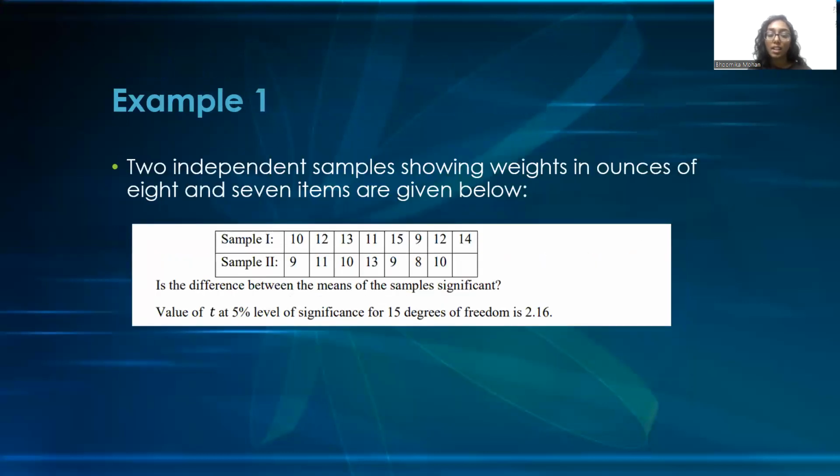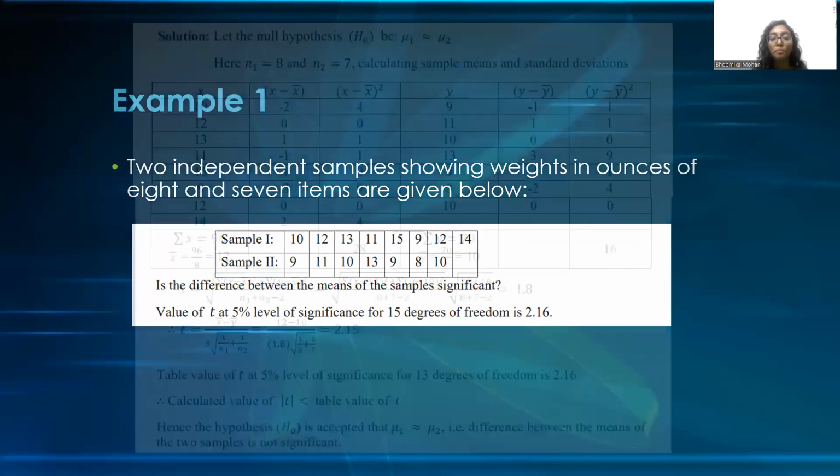Now let's discuss some examples. Here is example 1. Two independent samples showing weights in ounces of 8 and 7 items are given below. The table is as shown. Is the difference between the means of the sample significant? Value of t at 5% level of significance for 15 degrees of freedom is 2.16.